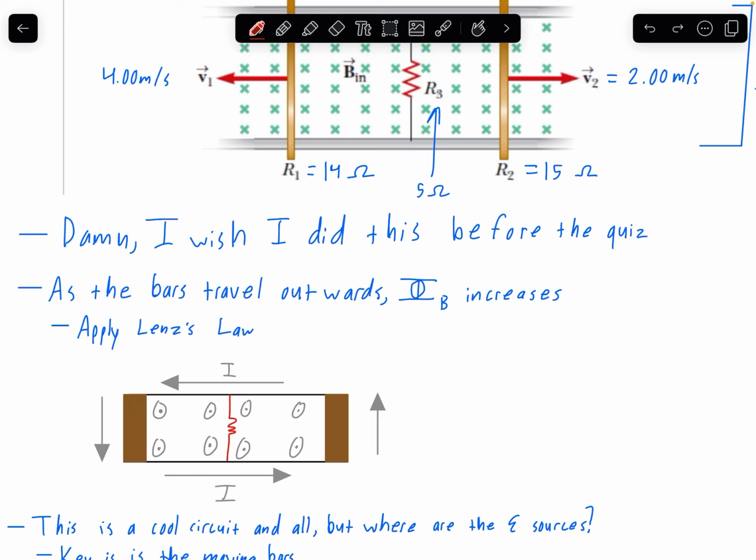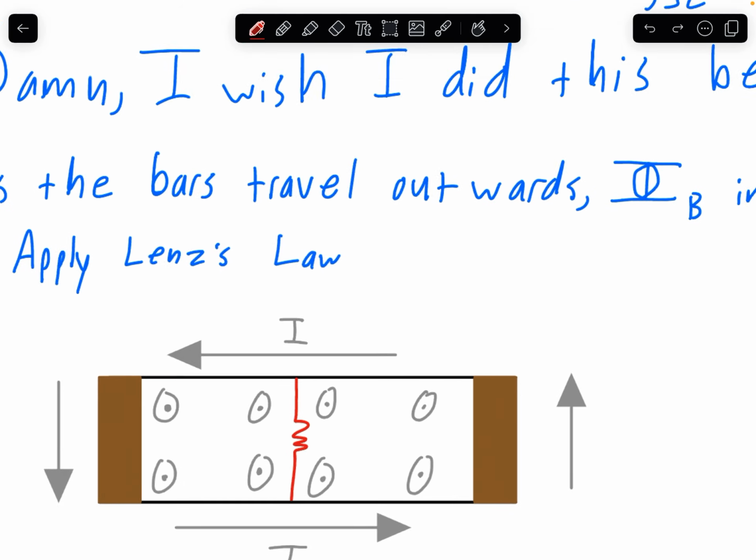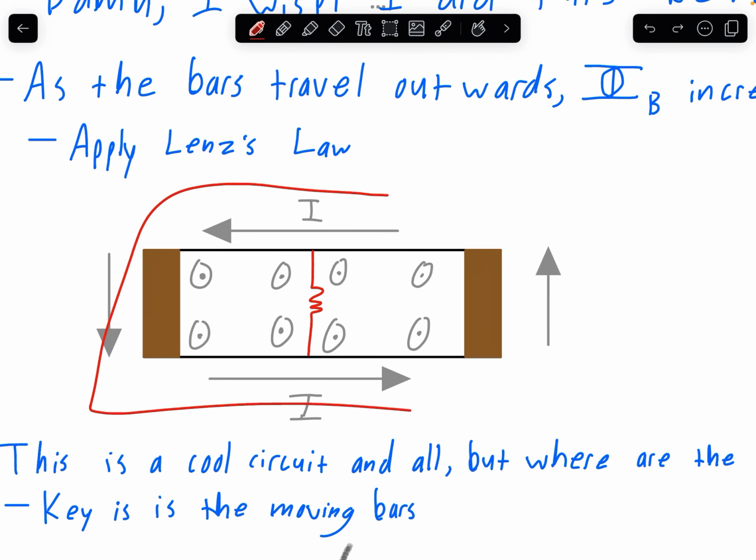As the bars travel outwards, which they do, the magnetic flux increases because there is more area covered by the magnetic field. If we apply Lenz's law, the flux is increasing, so we need a field that opposes this increasing flux. The original field is into the page, so the induced field is out of the page. Since we know the induced field is out of the page, we can determine that the path of the outer loop of the current will be counterclockwise.